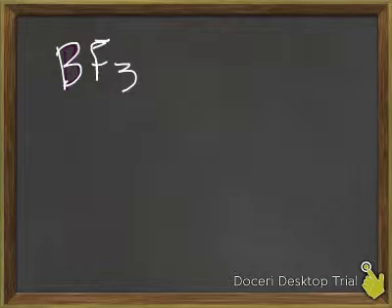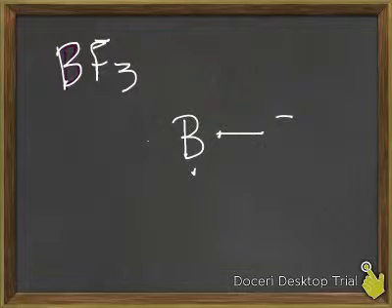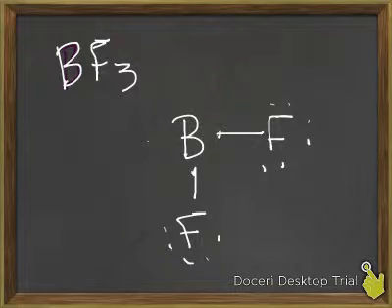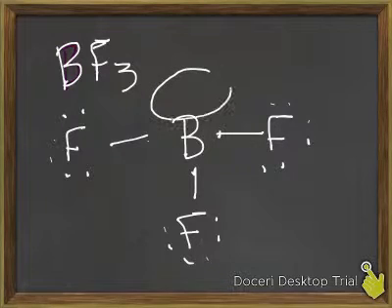So if we draw BF3 out, we're going to draw boron. He has 3. He's going to bond to fluorine. And he's going to bond to fluorine, which makes boron electron deficient, right? Is he following the octet rule? No, but he's pretty happy because he doesn't have any unbonded electrons. But that leaves a huge hole right here, correct?